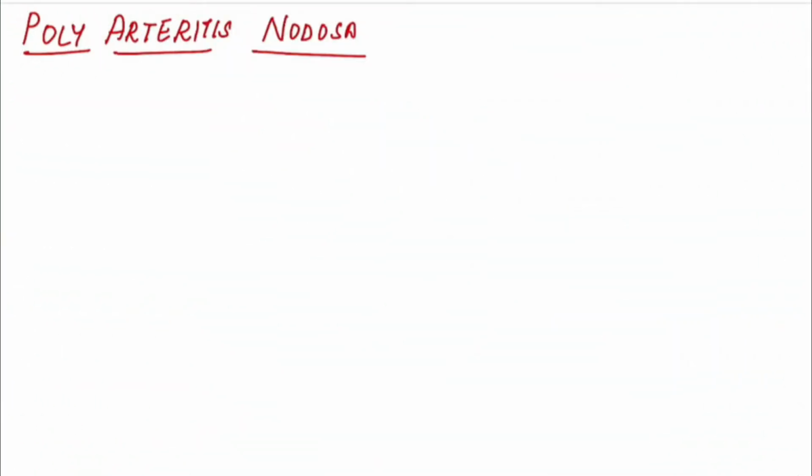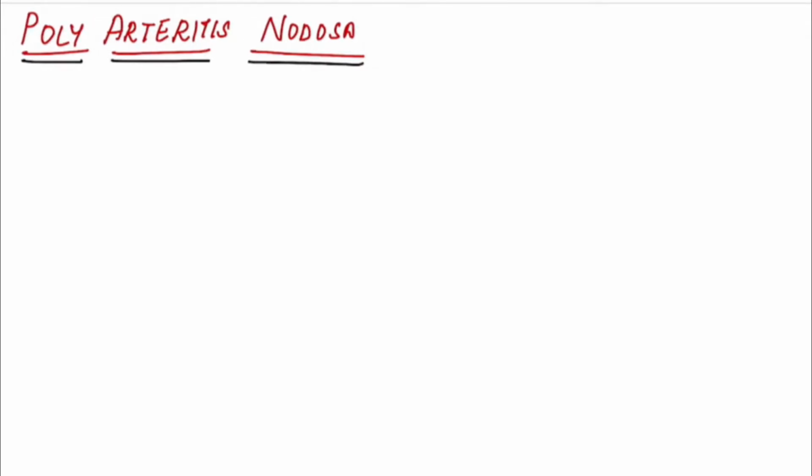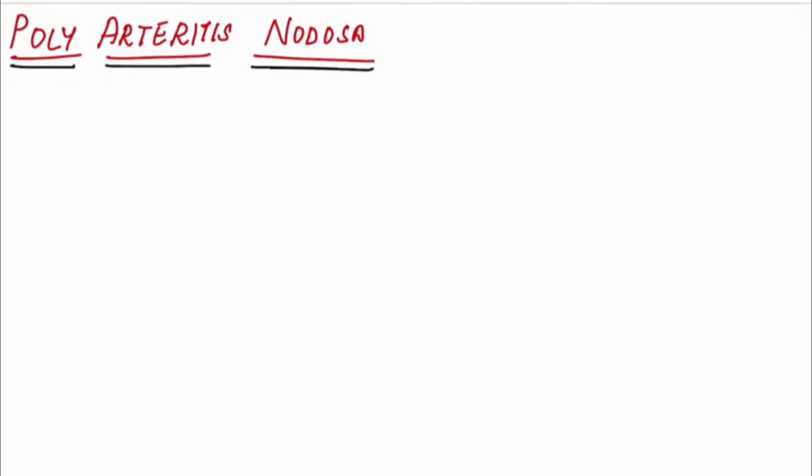So as the name suggests, poly means multiple, arteritis means inflammation of arteries, and nodosa means there are nodular lesions. So polyarteritis nodosa means inflammation of multiple arteries with nodular lesions inside them. So this is a vasculitic syndrome.